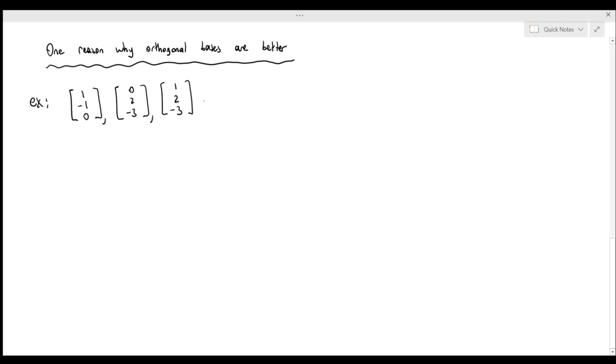So here, let's just take it for granted that this is a basis for R3. But right now, let's note that it is not an orthogonal basis. If you do the dot products between these vectors, they are not going to give you all zeros. So they are not orthogonal.